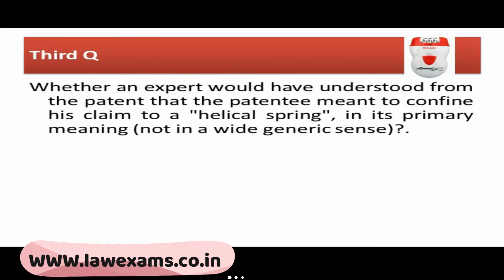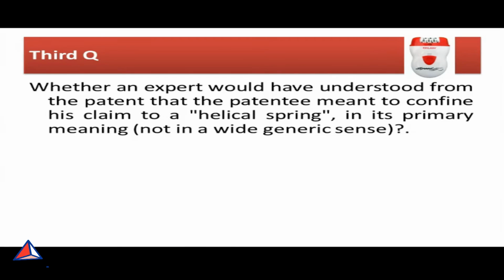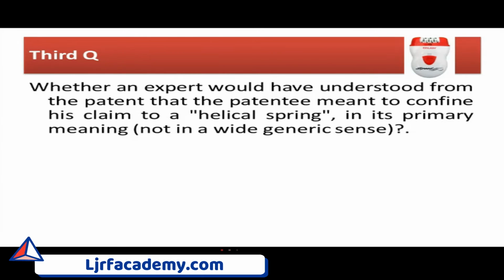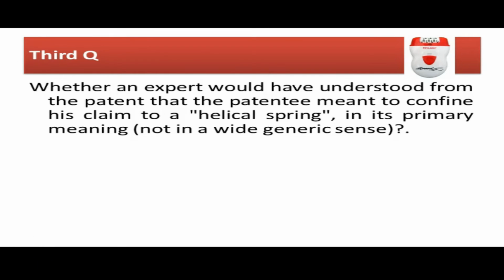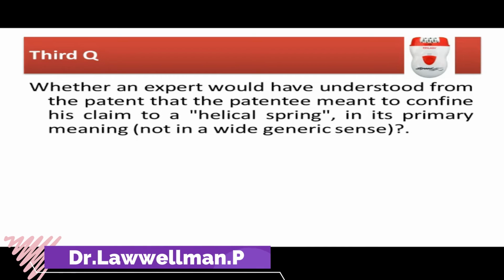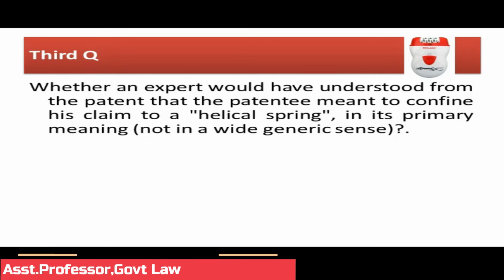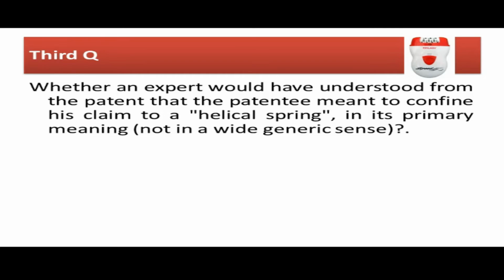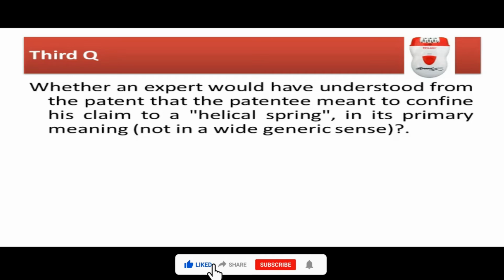whether he intended, what is understood by the expert on that date, whether the claim is confined to a helical spring only in its primary meaning, not in a wider generic sense. Here we will have to go by the words used in the specification and specifically the words used in the claim. So what was the intention of the plaintiff? Was the intention of the plaintiff to confine his invention to the helical spring alone, not to the rubber rod? That's how we need to understand that.